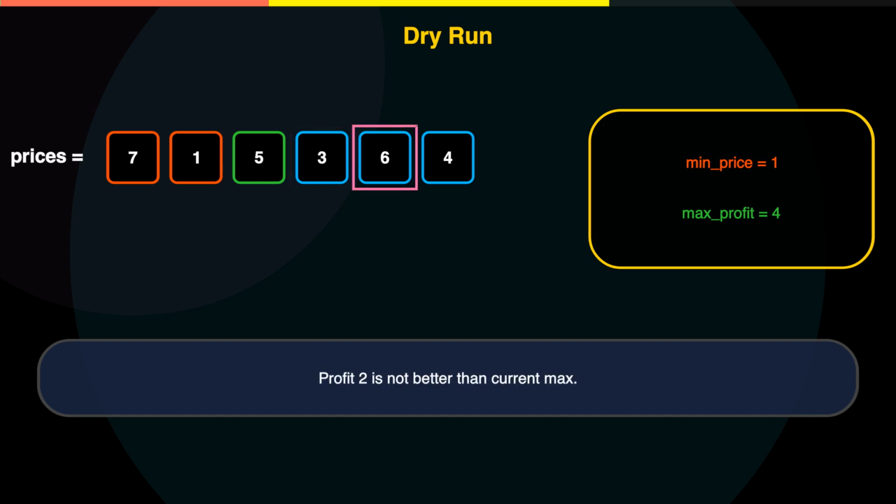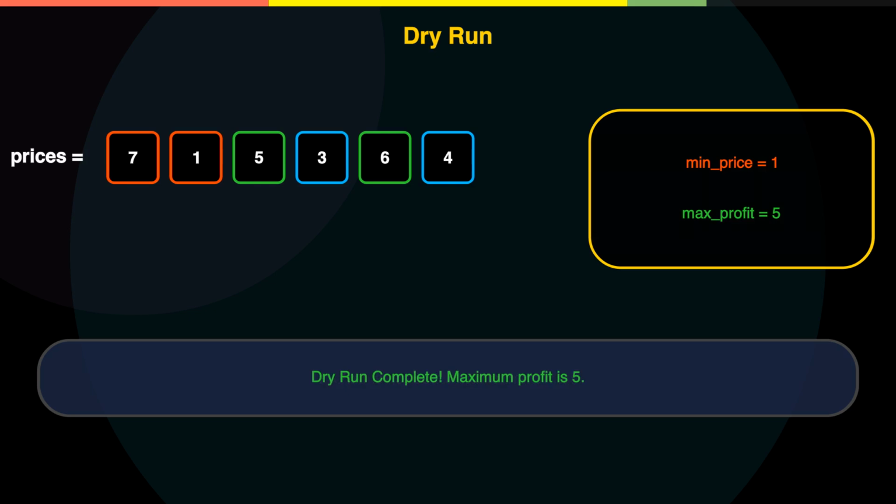On the fifth day, the price jumps to 6. 6 is not less than 1, but look at the profit. 6 minus 1 is 5. This is better than our previous best of 4, so we update max profit to 5 in the tracker. Finally, we encounter a price of 4. 4 is not less than 1, and the profit of 3 does not beat our current best. We have finished our scan. The variable tracker shows our final max profit is 5.